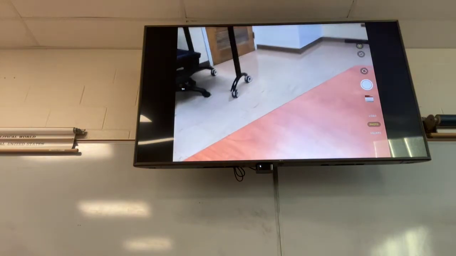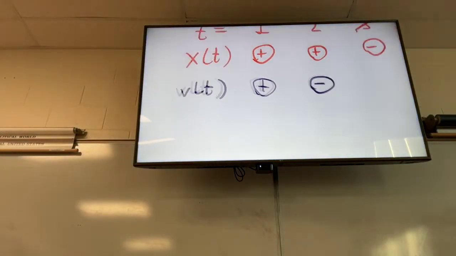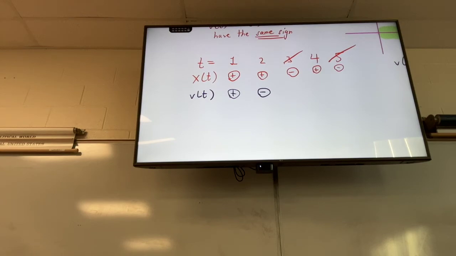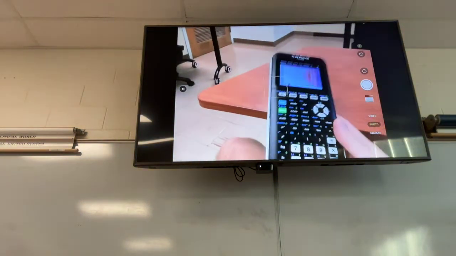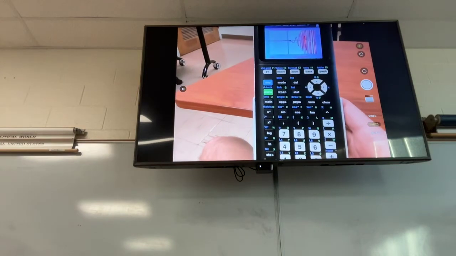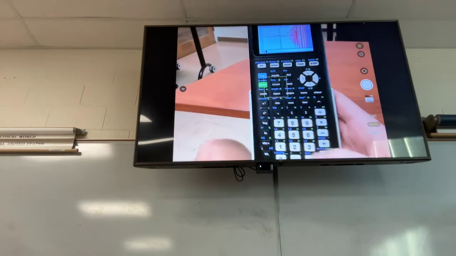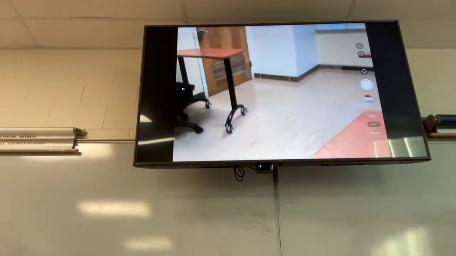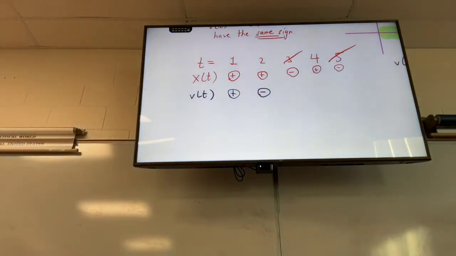Alright. Actually, what I'm thinking, did I put the right thing for v of t for t equals 1? Okay, let me make sure. When t equals 1, it was negative, right? This is my velocity function. When t was 2, it was also negative. So I wrote down the wrong thing here, guys. I'm sorry, just a little mistake. It should be negative.